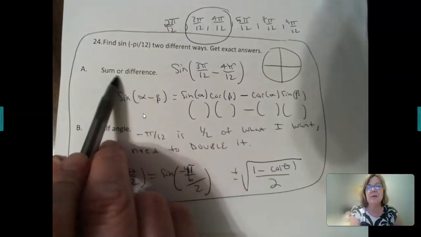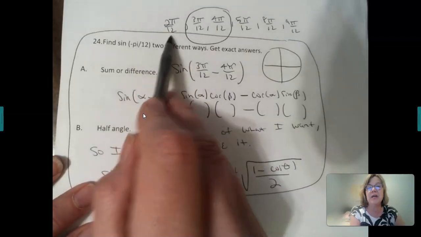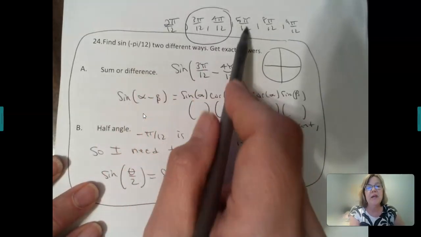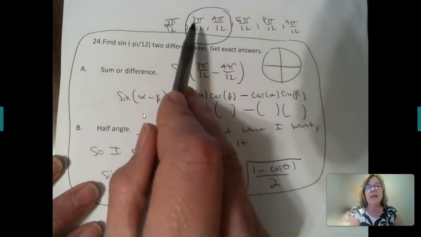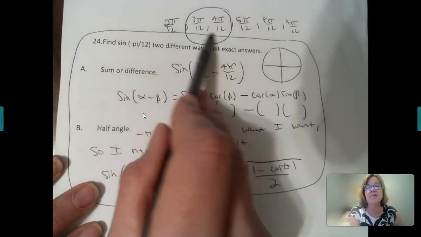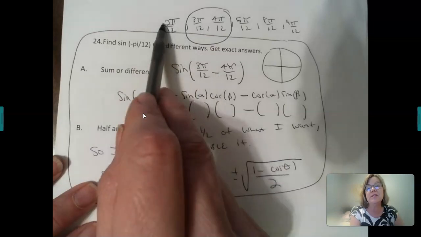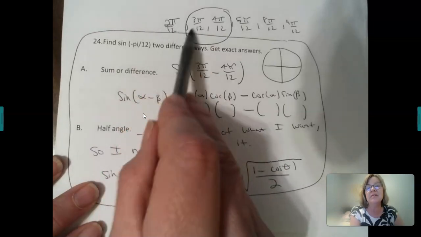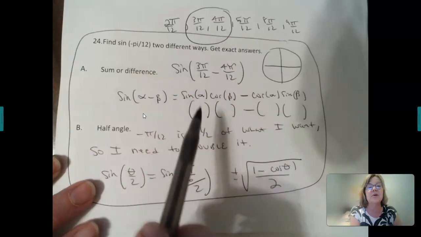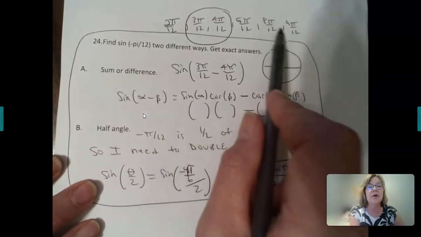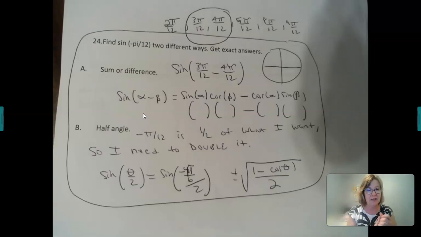So if I want to use sum or difference, what I do is write a bunch of radians over 12, and I look for two that are, say, 1 apart. And sometimes there's more than one choice. Like I could do these two, right? Because they're 1 apart. So are these, 9 and 8 are 1 apart. And all of these simplify to things that are on the unit circle. That's why I'm choosing them.